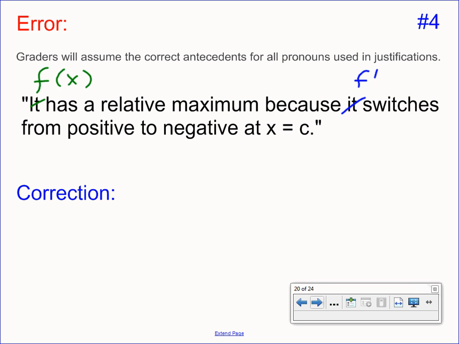F prime of x, which is from positive to negative x. There we go. So don't use it. If you find yourself writing it in the justification, stop, right? Erase it or cross it out and put a label, a noun, a subject, a specific.